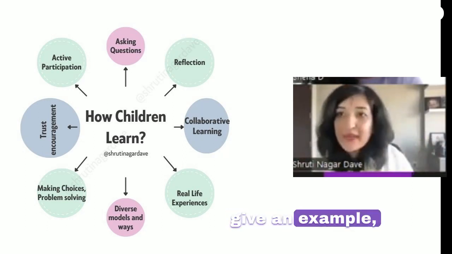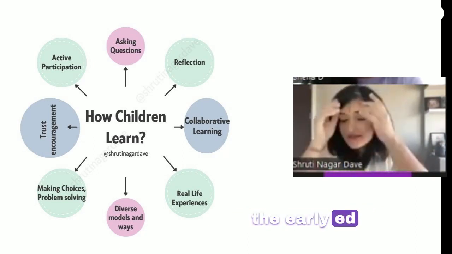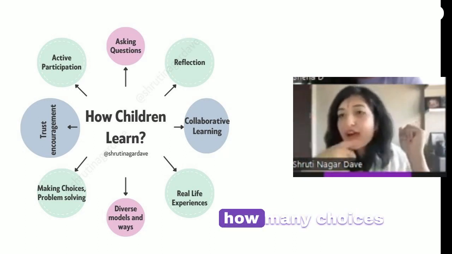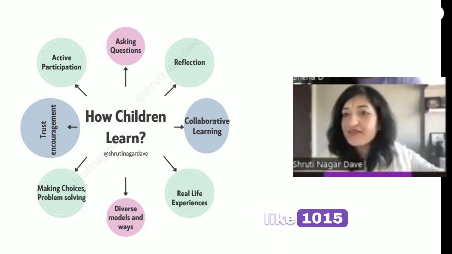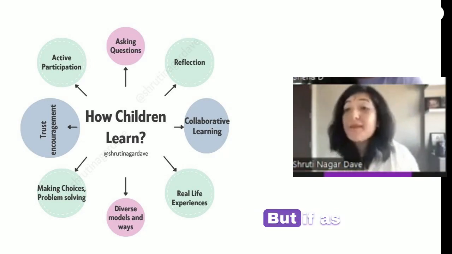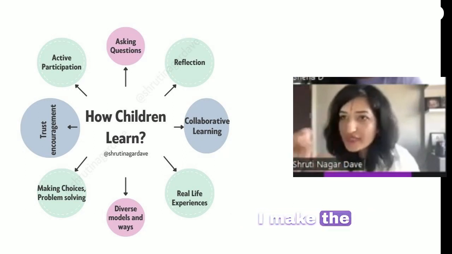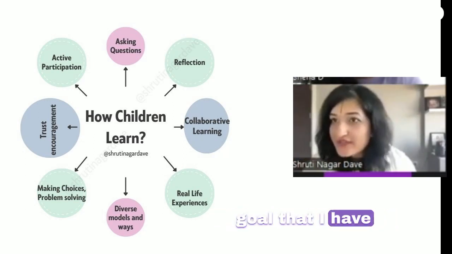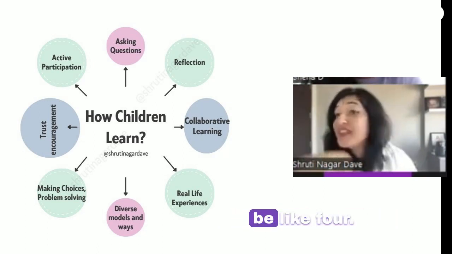Even if I give an example, I don't know how many are from preschool or the early ed spaces, but if you look at your earlier classroom, how many choices are we giving? It's not about giving choices like, oh, you have 10, 15 materials to play with, which one do you want to play with. That could be a huge choice. But if, as a leader of the classroom or educator, we think about how to make the choices intentional, aligned with the developmental goal that I have and the interest of the child, then I would reduce the choice down to about 4.